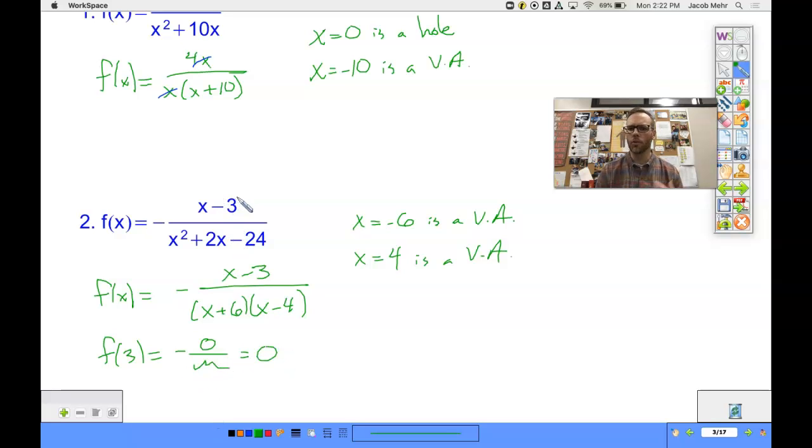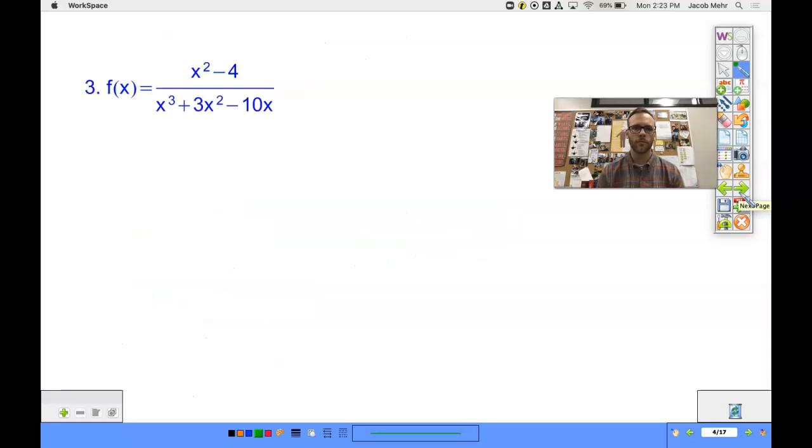So what is x equals 3? It's not a vertical asymptote. It's not a hole. It is an x-intercept. When I put 3, f of 3 equals 0 means we have the point 3, 0. It's an x-intercept. So a little side lesson here: where the numerator is equal to 0 and the denominator is not, those give us x-intercepts. All right, let's keep going.